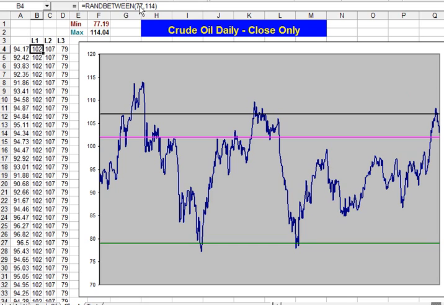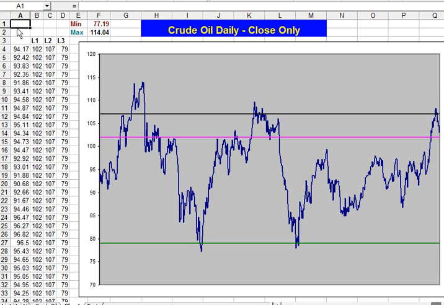I selected a random number between 77 and 114. This Excel formula here, this is my close data of crude oil starting beginning of January 2011. $77.19 was the lowest price traded in this price series. $114.04 was the highest price traded in this price series. So that's why I'm selecting a random number between 77 and 114, and I'm doing it 3 different times, as you can see.